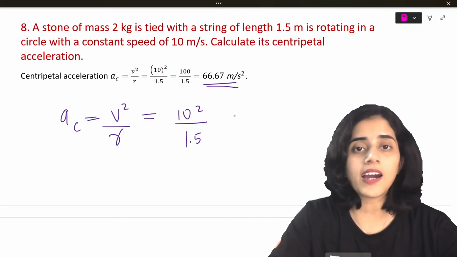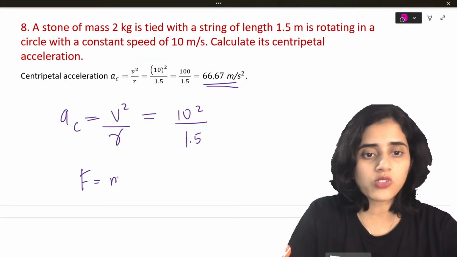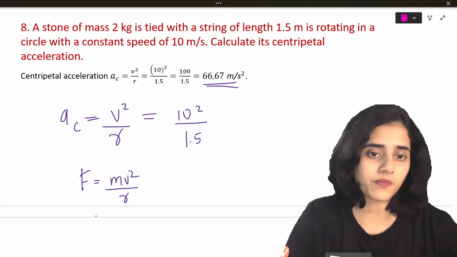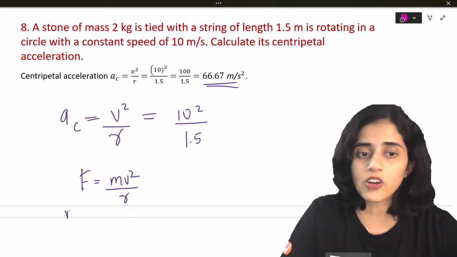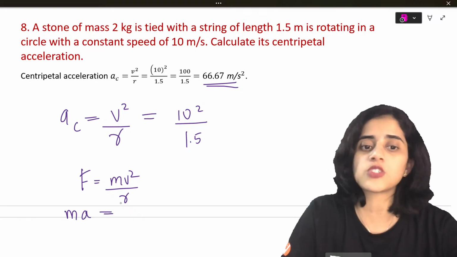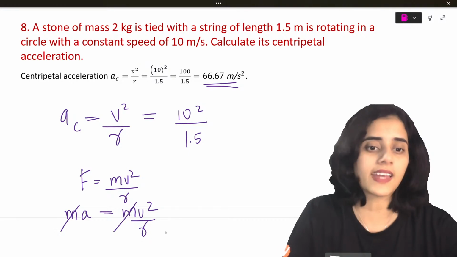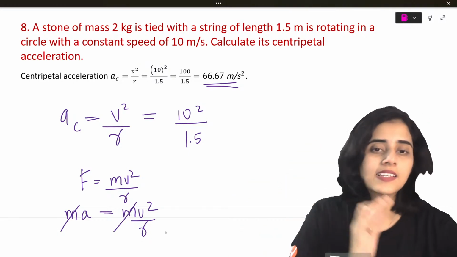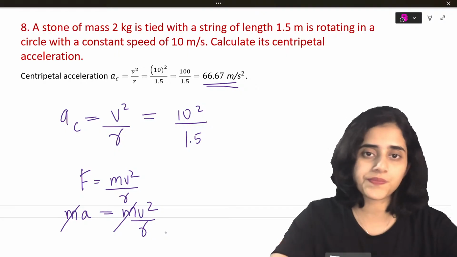mv square by r is centripetal force, Gururaj. Centripetal force is mv square by r. But we know force is mass into acceleration from Newton's second law. So I will write force as mass into acceleration, which is mv square by r. So m and m will cancel and we'll get acceleration is equal to v square by r. Okay?